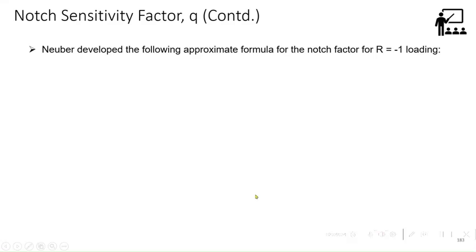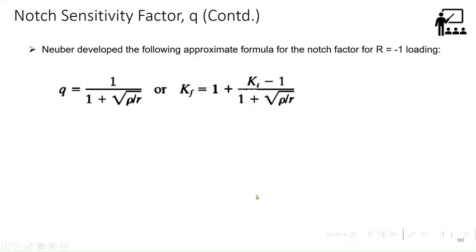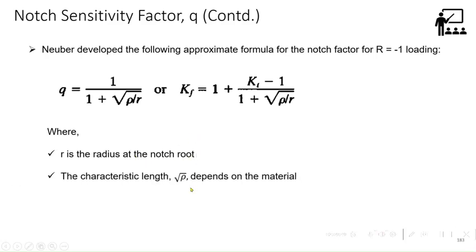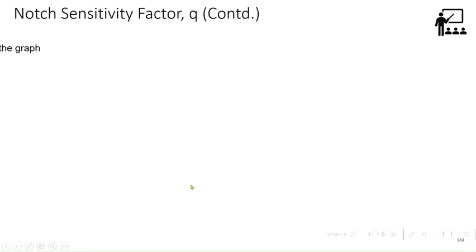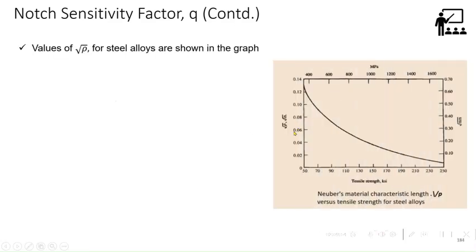Now to get q, that curve is in graphical form. If you want to do it numerically for a better result, Neuber has proposed this equation: q is equal to 1 divided by (1 plus square root of rho over r), and Kf is also expressed in terms of that, where r is the radius of the notch root and square root of rho depends on the material. This is the graphical form of how the square root of rho varies with the tensile strength of the material. Please remember, this is for ferrous material.